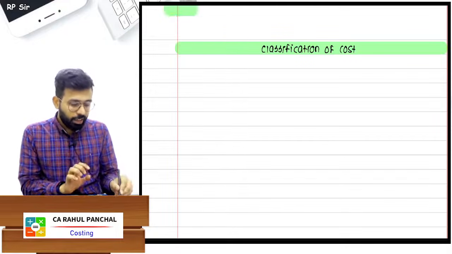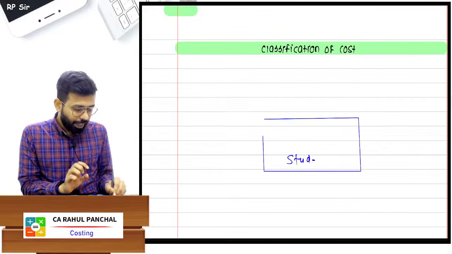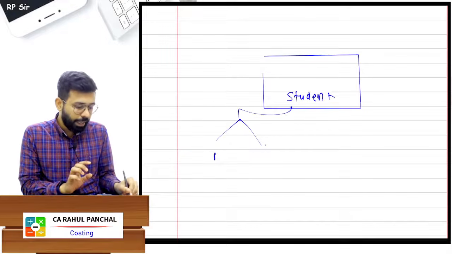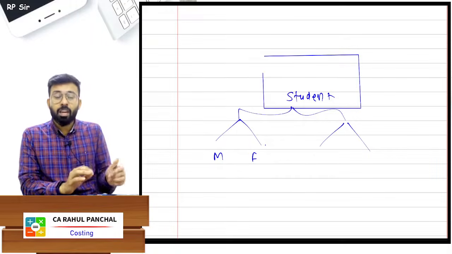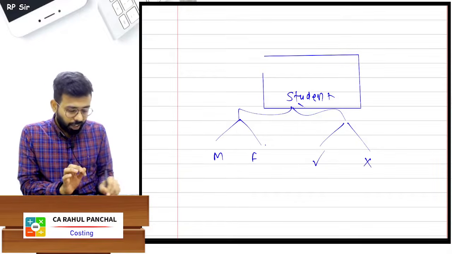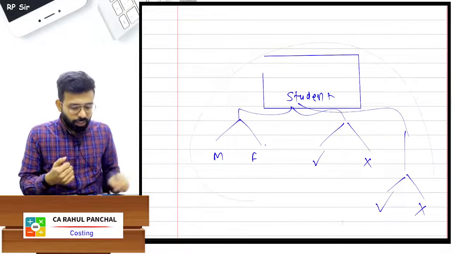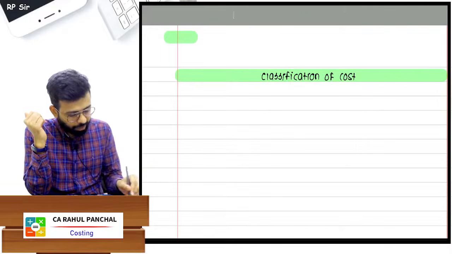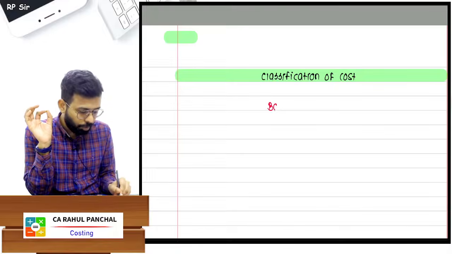behavior. Like if we have a batch and in this batch there are students, I can divide the students based on various classifications. The first basis can be male and female, that is girls and boys. Another classification can be those who study and those who do not. Another classification, those who do homework and those who do not. So classification can be made on different bases. Now the basis will be behavior. So please give the heading: classification of cost based on behavior.